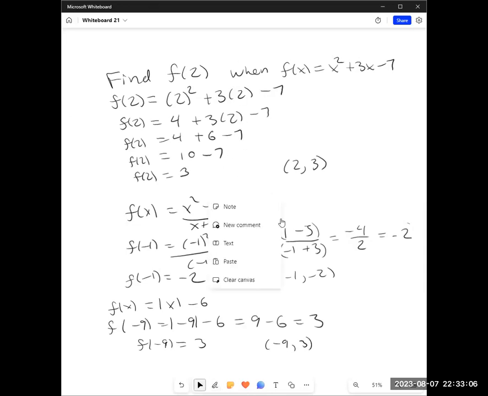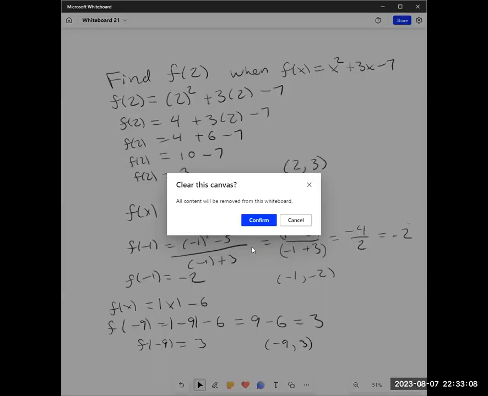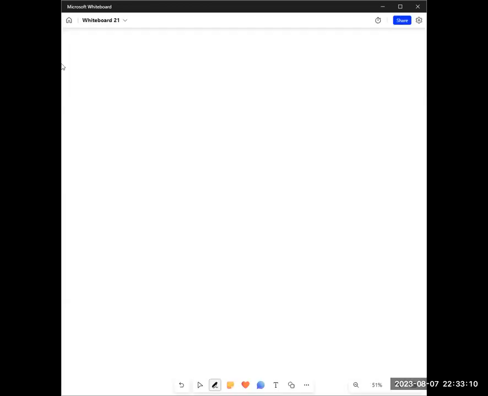All right, let's try something a little bit more complicated than those past few. Let's find f of 2 when f of x is equal to the square root of x squared plus 3x. We don't always have to have our function called f. It's just our default in this case.